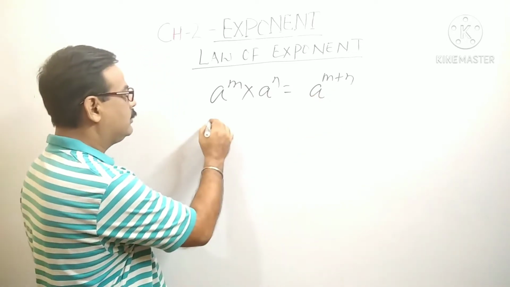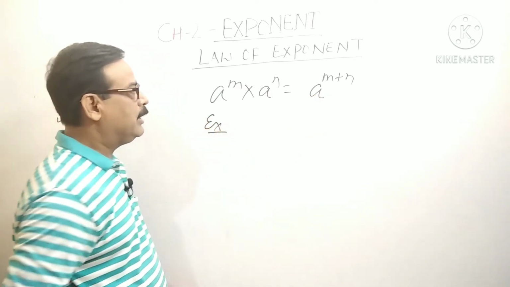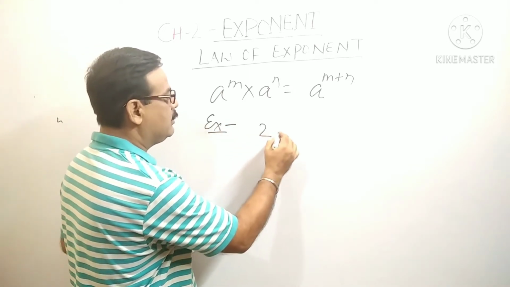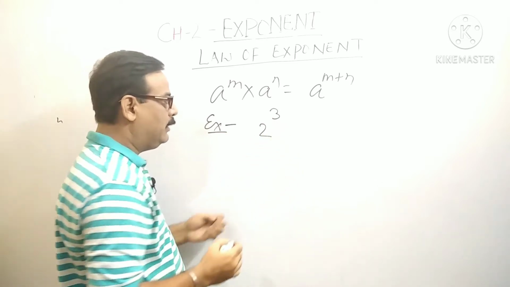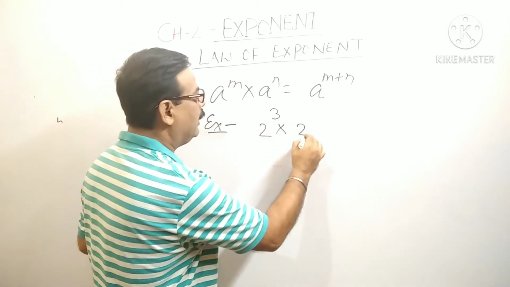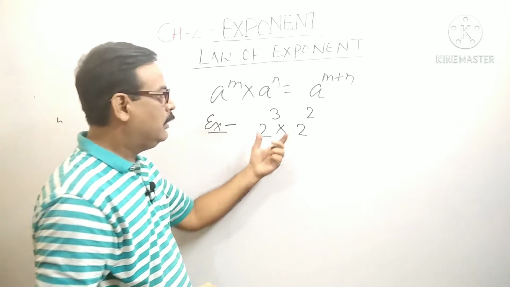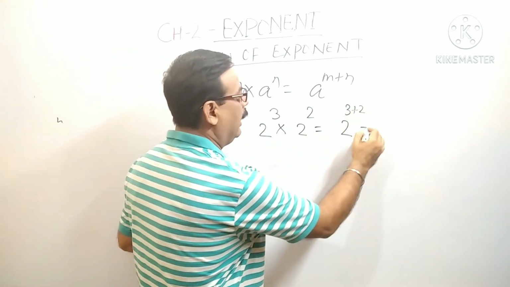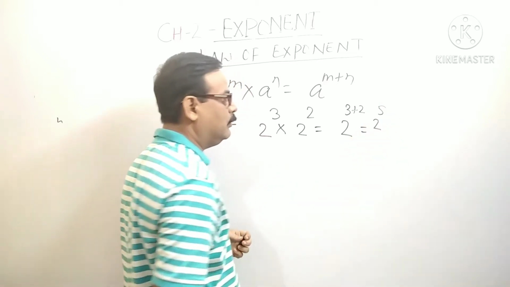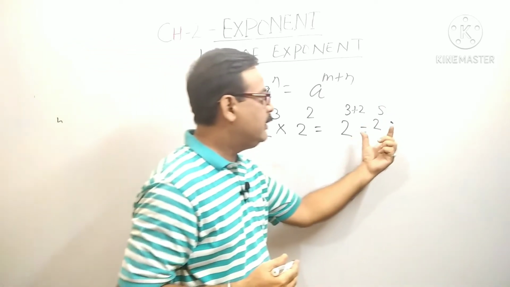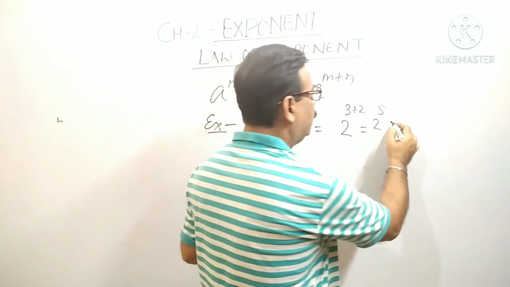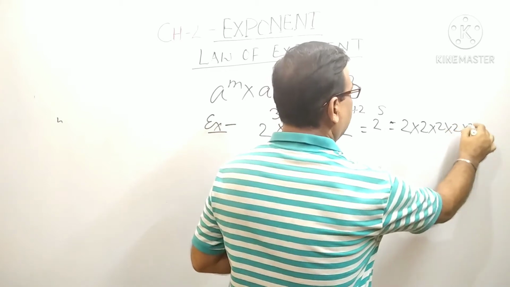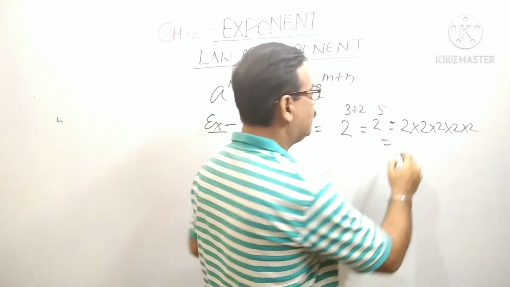Let us see some examples of this law of exponents. If we have 2 to the power 3 multiplied by 2 to the power 2, we can easily write 2 to the power 3 plus 2, which is equal to 2 to the power 5. When we have to find this term's value, we can write 2 as 5 times, and the value of this term is 32.